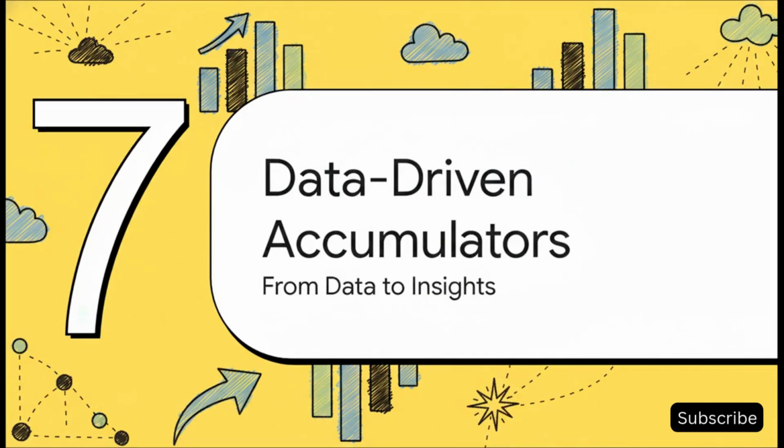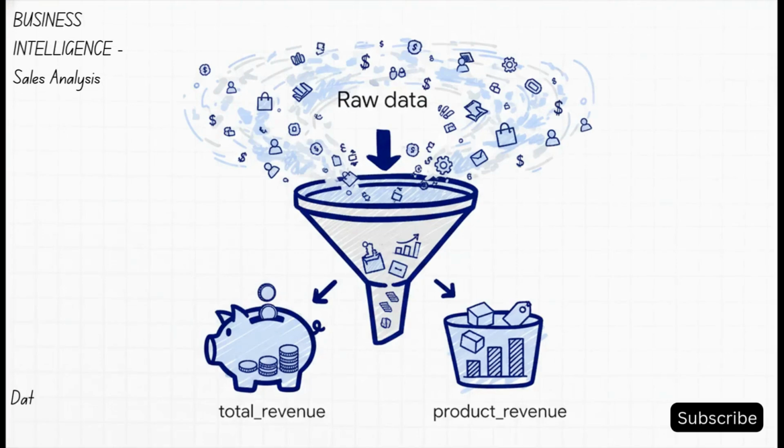And that brings us to our 7th and final pattern, accumulators. These are the workhorse variables that power pretty much all data analysis and business intelligence. Their whole job is to collect and aggregate raw data into something meaningful, into actual insights. Just take a look at this sales analysis function.